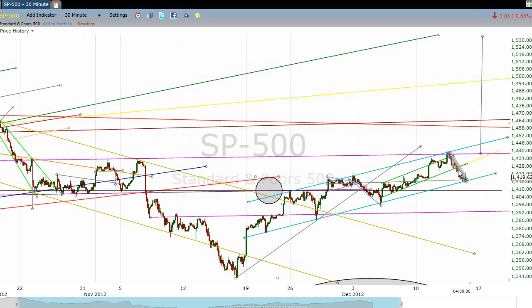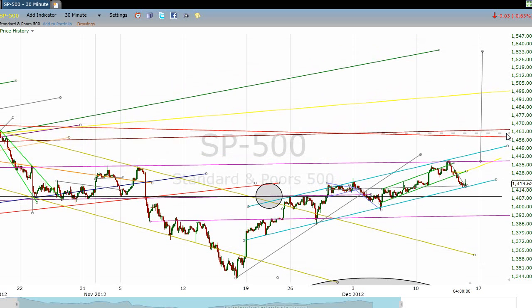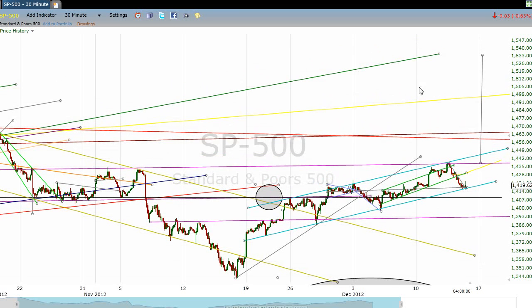If we can maybe consolidate here, between, to tell you the truth, between the 1390s and 1437, 38, we can consolidate here, pick up some buyers, build a little base, then break out over that. Then this pattern would have a projected target of 1533.